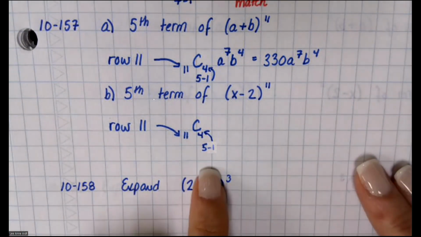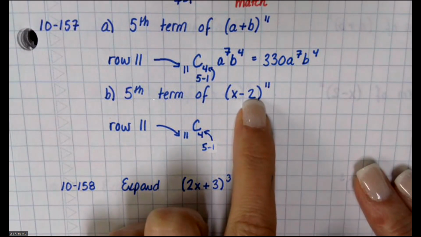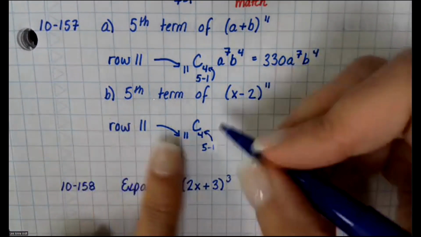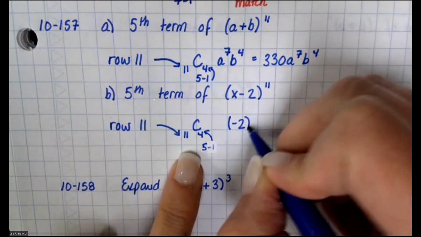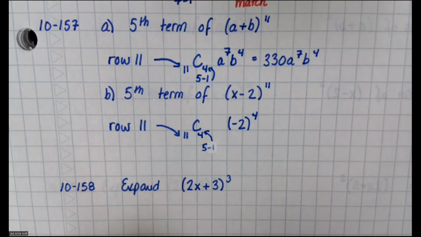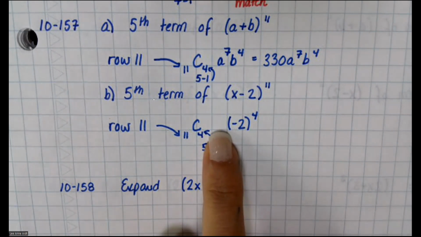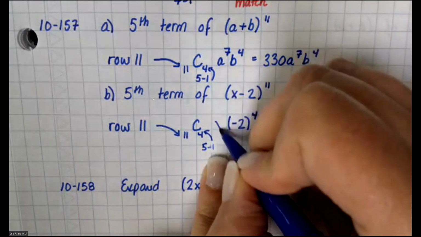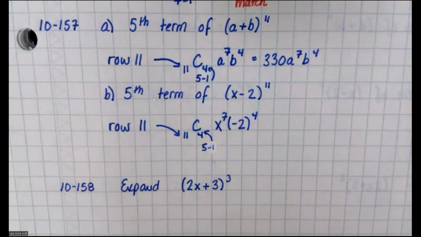Okay. Now the back seat thing is going to be to the 4th power. The back seat thing is -2. Can you identify the back seat thing as -2? Do you see it? Okay. What is the front seat thing? X, yeah. So X to the 7th.